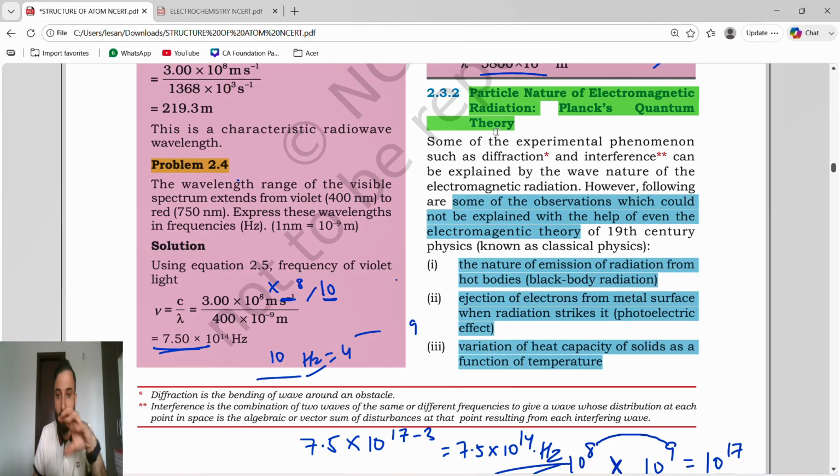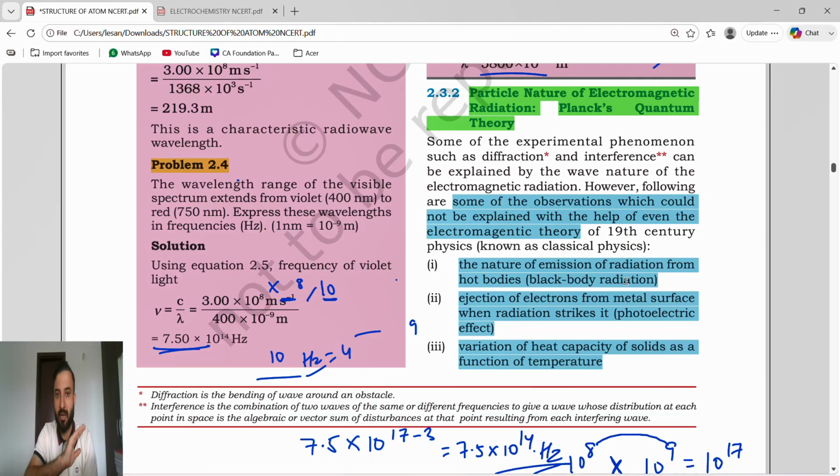Okay, so first we have to see what the drawbacks are. Drawbacks of what? Drawbacks of the wave nature of electromagnetic radiation. So guys, these are some observations which could not be explained even with the help of the electromagnetic theory, meaning the wave nature. What are these? First thing is black body radiation.